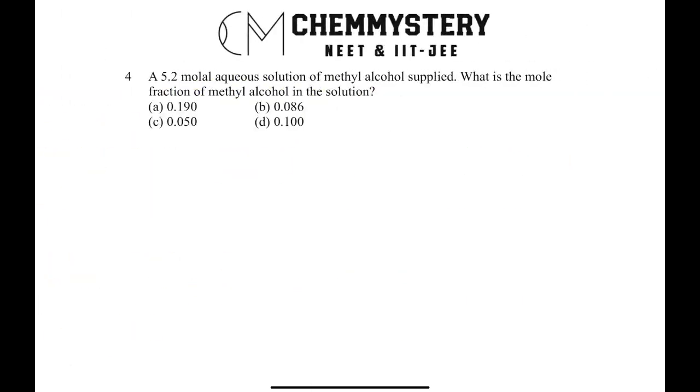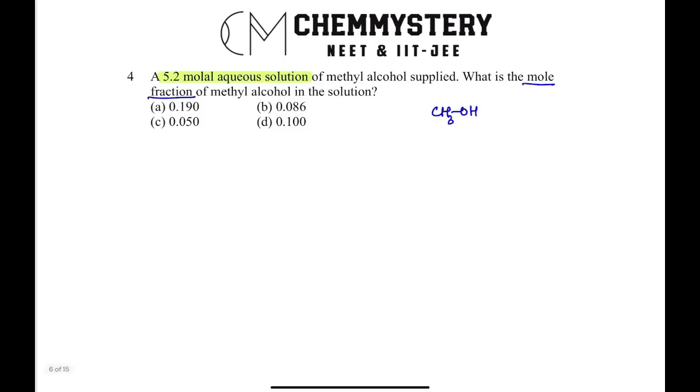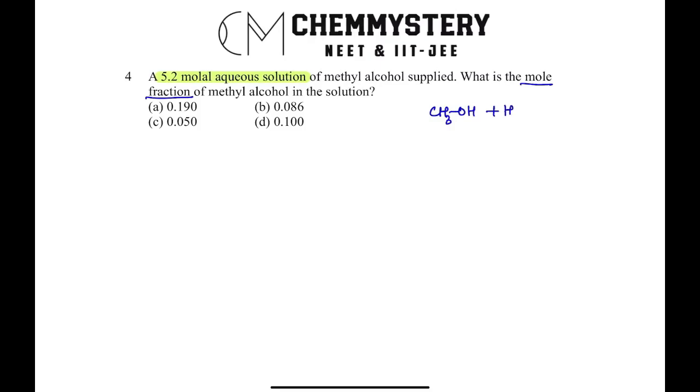Next one. A 5.2 molal aqueous solution of methyl alcohol is supplied. What is the mole fraction? So we need to calculate the mole fraction of methyl alcohol in the solution. This is an aqueous solution. Methyl alcohol is CH3OH. This is the solute. Aqueous solution means the solvent is water. With this we have prepared a solution.